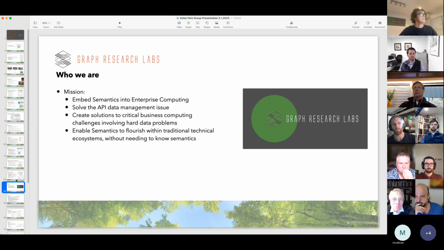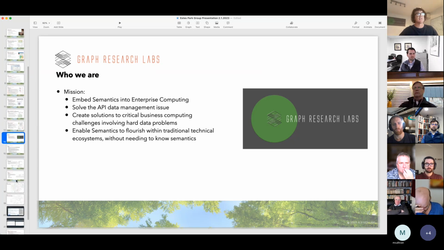So having seen this issue writ large in the industry, I started Graph Research Labs about 18 months ago, and the mission is really embedding semantics into enterprise computing. Since 2008, I've been such a strong proponent of using semantics to address these issues. So it's really to try thinking about that issue that Gartner raised: how we could solve that API data management issue, not solving the API logic. That's been solved comprehensively. We don't need to solve that, but that data management part of it.